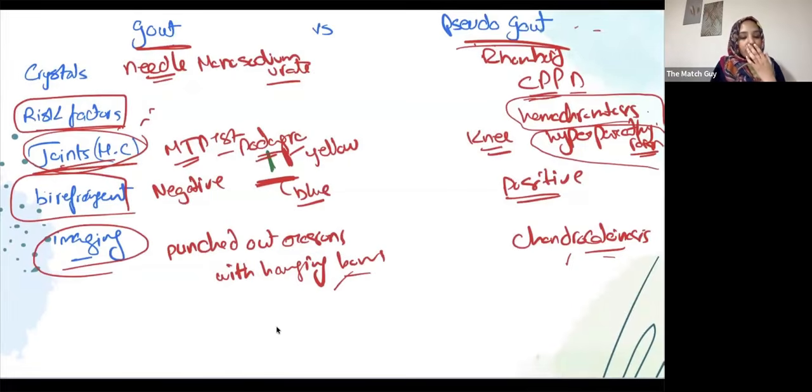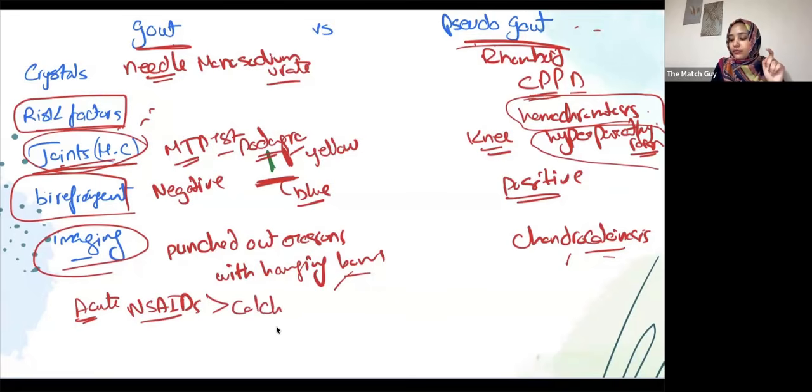Okay, what about treatment? Do you guys know the treatment? How would we treat it? Let's start with gout. Acute management. You would start with NSAIDs? Very good. So would you start with NSAIDs or colchicine? You start with NSAIDs, then colchicine. Then what? If I tell you someone is contraindicated to all of these, yes, then you move on to steroids.